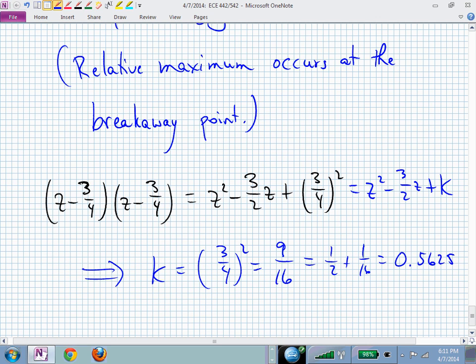Now if we crank up the gain k from 0 up to a half gets us right to the boundary. Then if we crank it up to 9/16, we end up with the gain k of 0.5625, and then we go complex after that value of k.